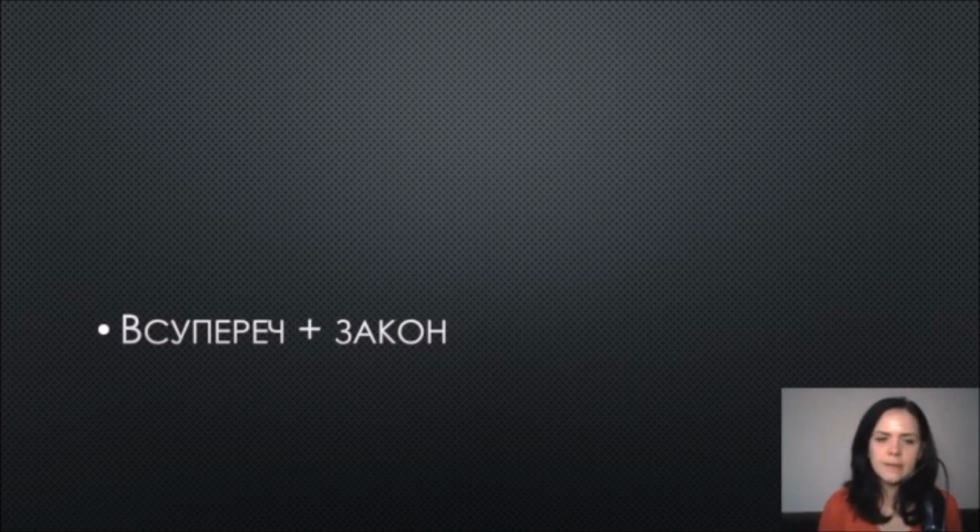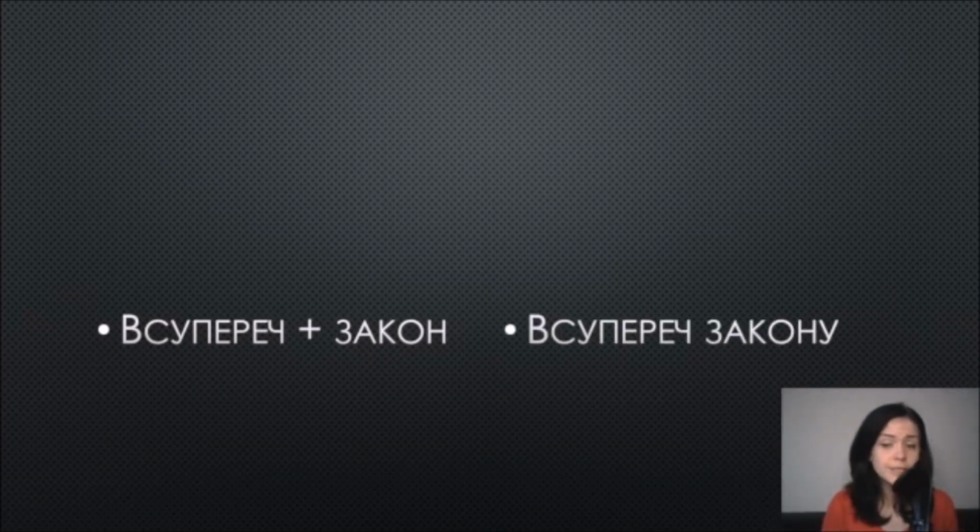Our next preposition is всупереч. Всупереч means against or contrary to, okay? So, for instance, всупереч and закон. Закон means law. So, against the law, contrary to the law. In order to say that, we will say всупереч закону. Всупереч закону. Закон in nominative became закону in dative.